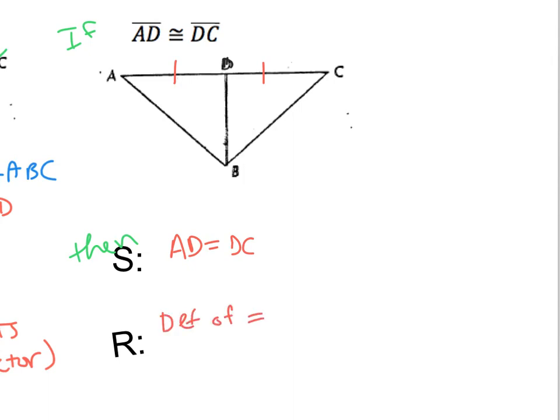That's the definition of congruent segments: if two segments have equal measures, then they're congruent, or if two segments are congruent, then they have equal measures. So that would be one possible conclusion. I think there's a better one we can do, but that works. And the better one is, if they're congruent, what does that mean?